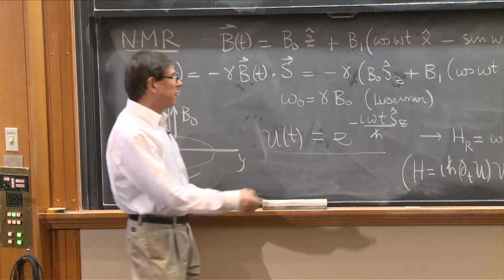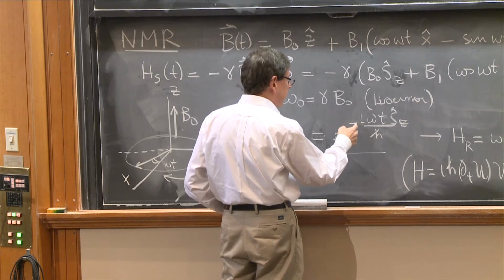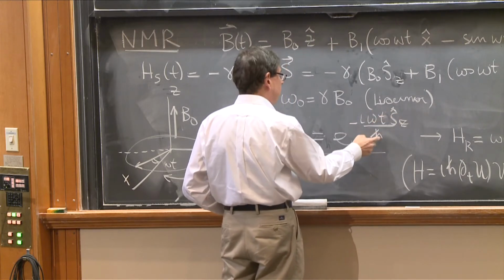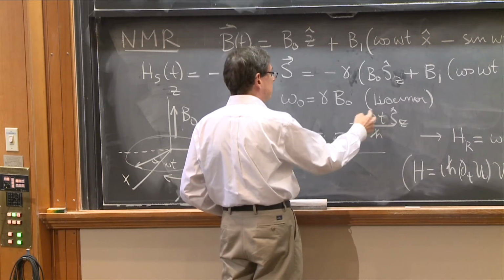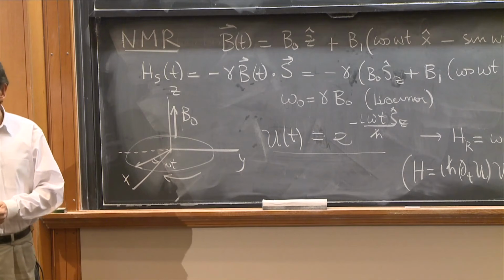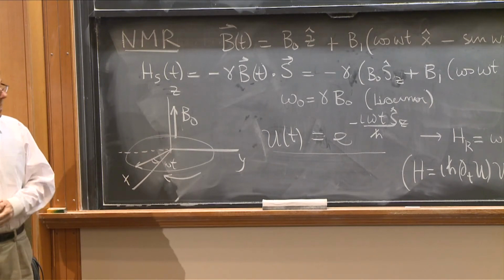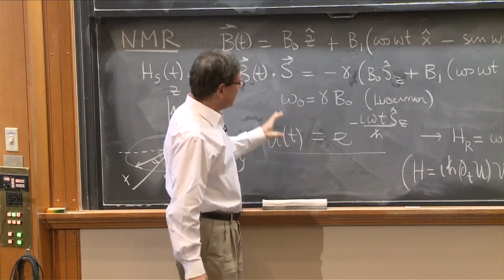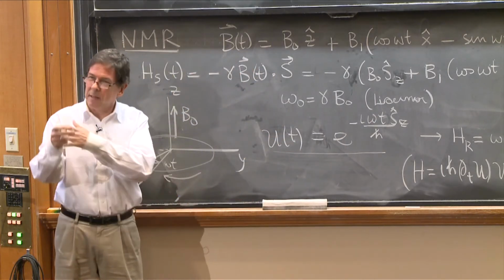Because if you remember, an operator here, minus i angle sz over h bar. This is the angle as a function of time, omega t. That's how these operators rotate states. So this u of t is the u of t that rotates states the way I want them in my rotating frame.